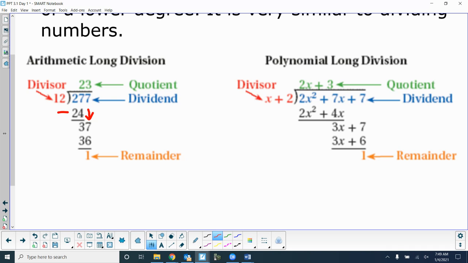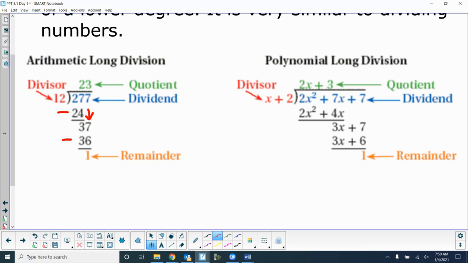Okay? If this number here, this 3, is bigger than 12, then I didn't get the biggest number that 12 goes into 27. All right, then I ask myself the same thing. How many times does 12 go into 37? And I know that's 3. And then I do the same thing. I go 3 times 12 to get this 36. And then I subtract again. And that's where that 1 comes from. Okay?